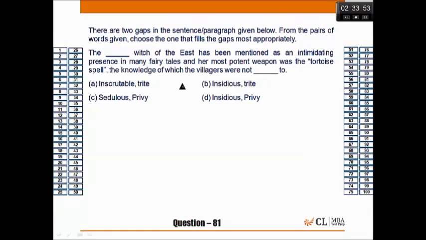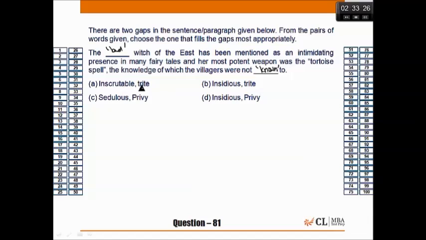Let's look at another. This is a vocab test, is it? The blank witch of the East has been mentioned as an intimidating presence in many fairy tales, and a most potent weapon was a tortoise spell, the knowledge of which the villagers were not blank to. So, some bad witch. Knowledge of which villagers were not, they didn't know. So, some word that says that. Okay.